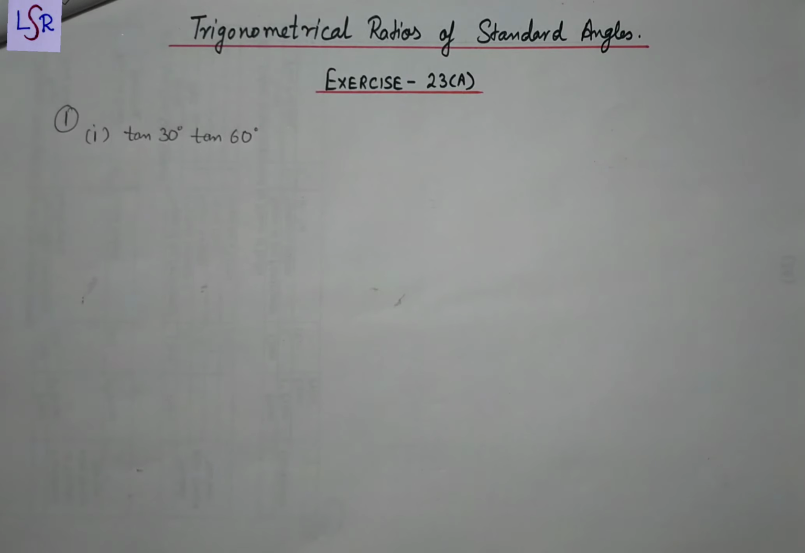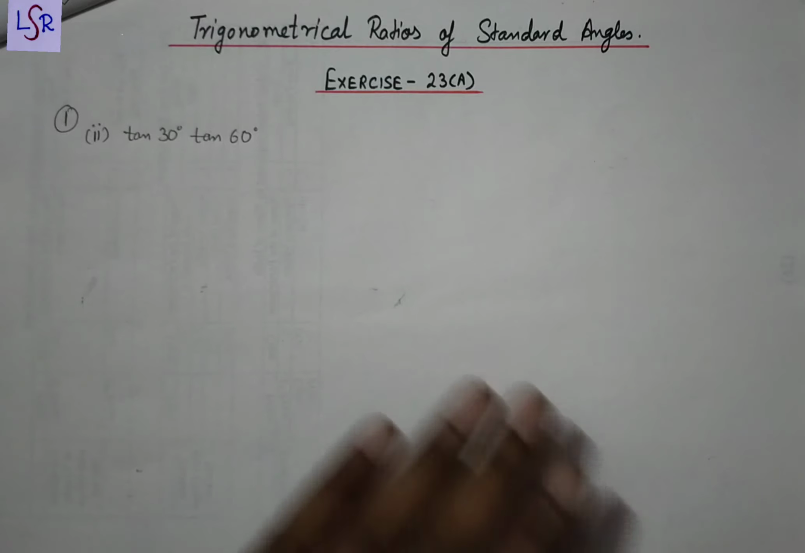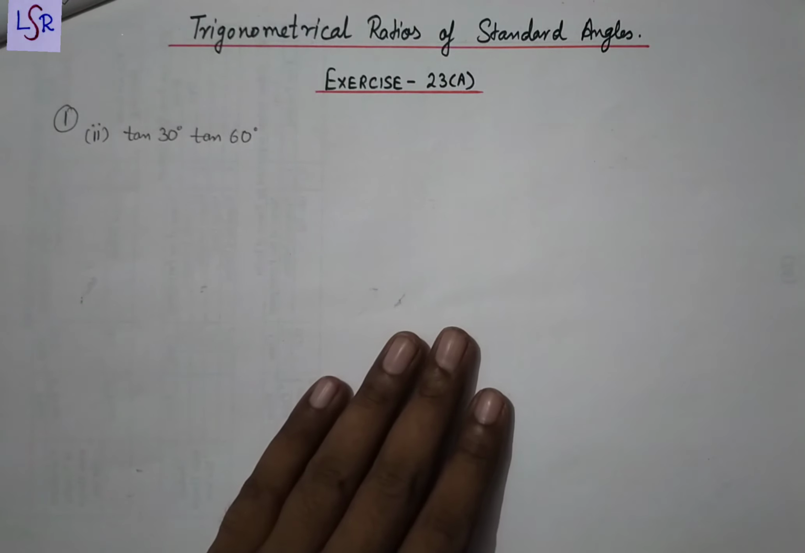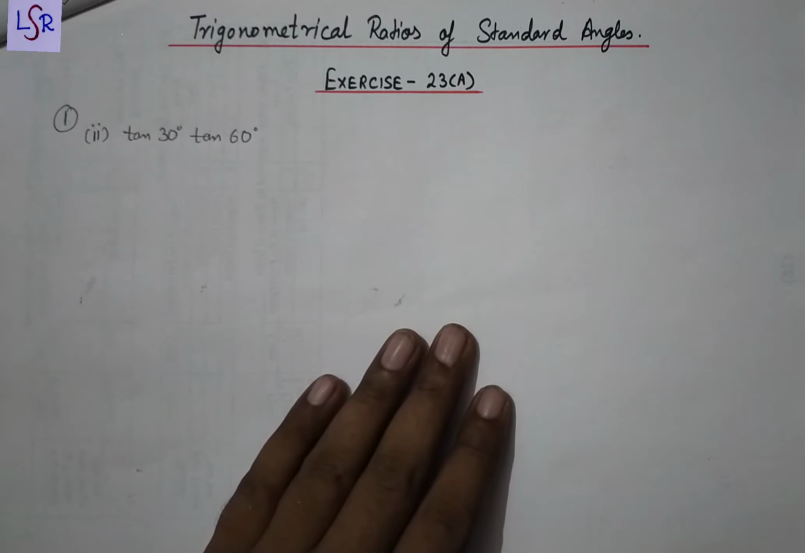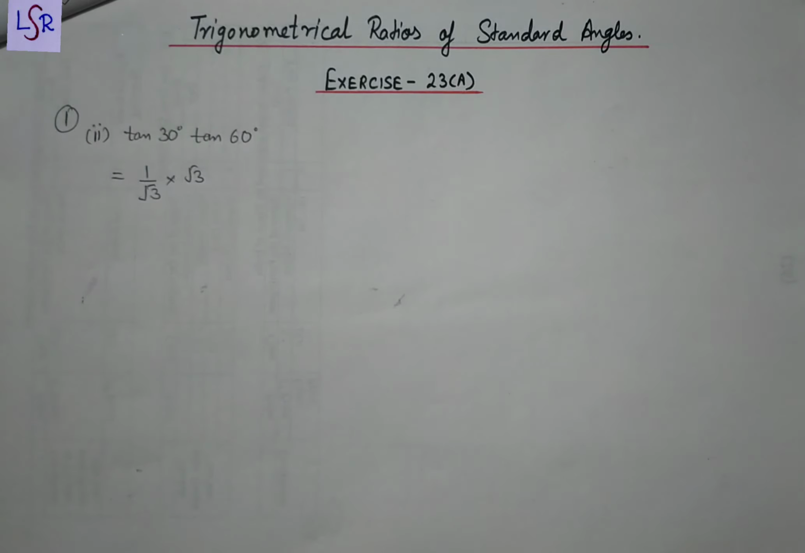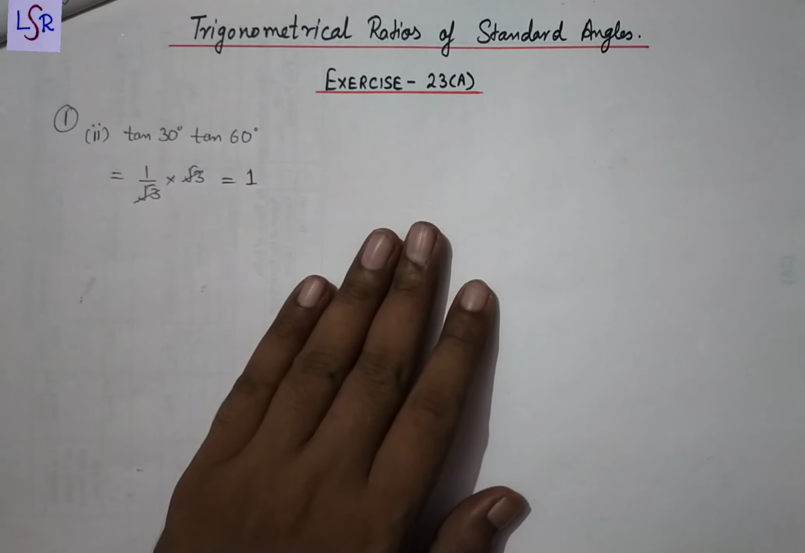tan 30 and tan 60. यहाँ पे हमें कुछ नहीं करना है, बस tan 30 और tan 60 की वैल्यू ला के रख देनी है। And tan 30 is 1/√3 and tan 60 is √3, and here we get this. इसके बाद इसे cancel out कर दीजिए and we get 1 as our answer.